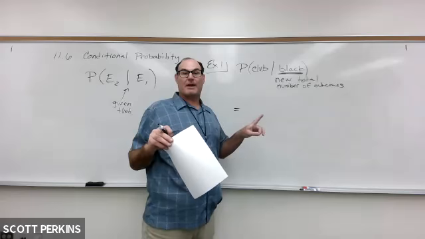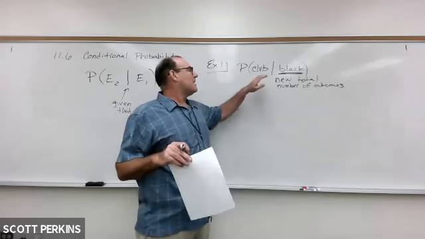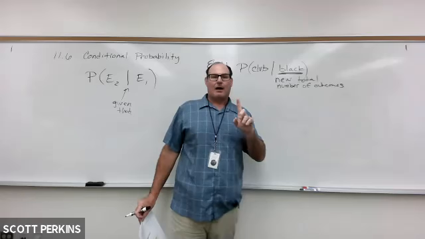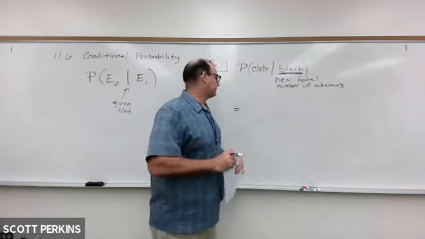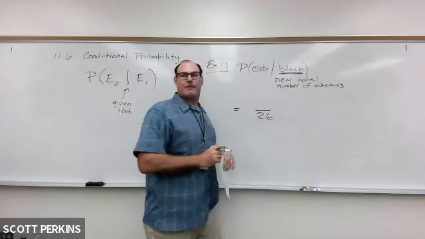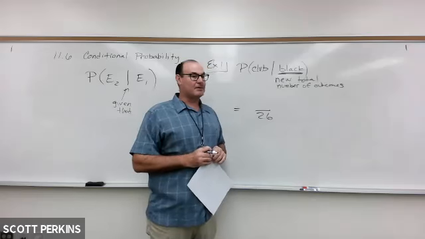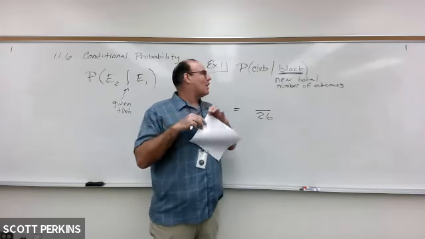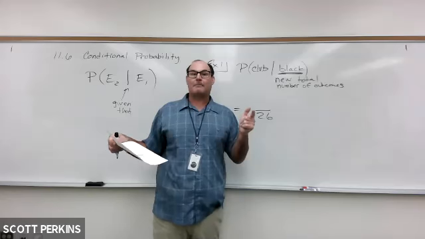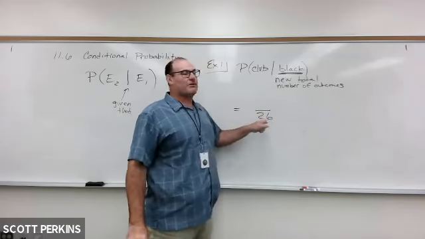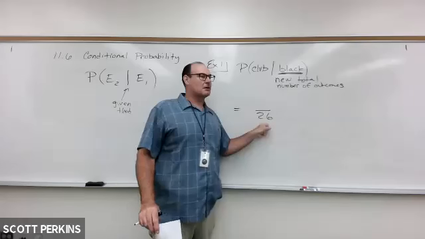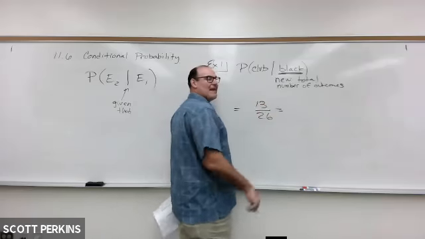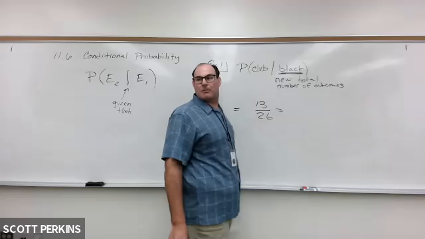Exactly, great observation, not using 52. If I'm finding the probability of a club, given it's black, how many black cards are there? That's my new total number of outcomes. I'm only considering the black cards now, because I've been told the card's black. That's given information. Out of those 26 black cards, how many of them are clubs? 13.